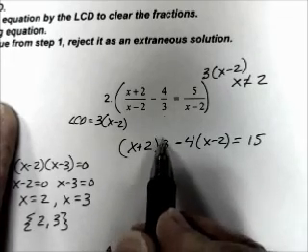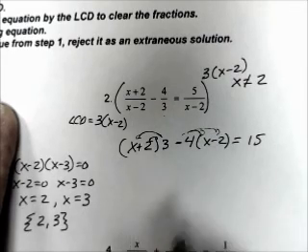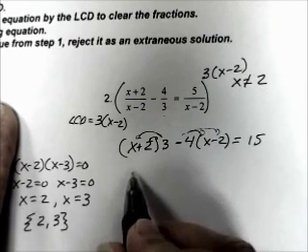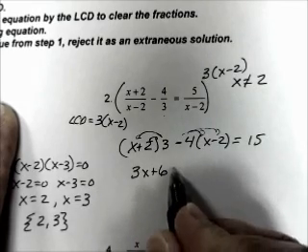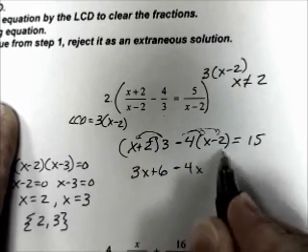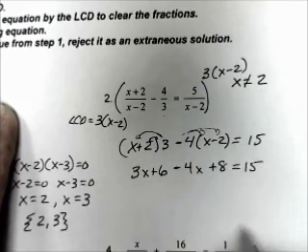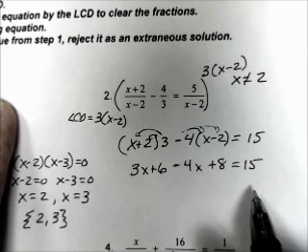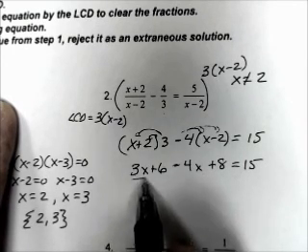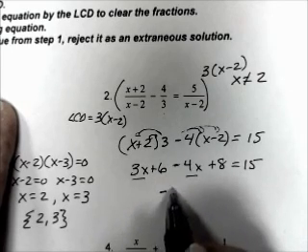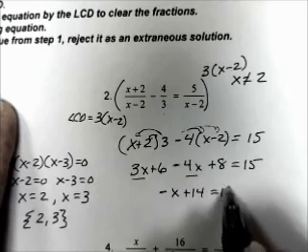Okay, now distribute. And I'll pick up the negative 4. So 3 times x plus 2 is 3x plus 6. And negative 4 times x is negative 4x, and negative 4 times negative 2 is positive 8. This is what we call a linear equation. There's no x squared term, it's not quadratic, so we just combine our like terms. That's negative x. Positive 6 and positive 8 is positive 14.